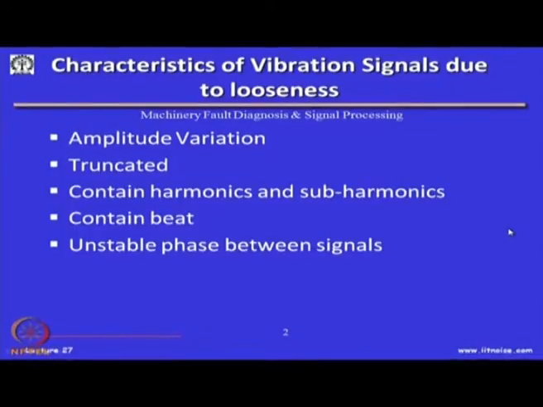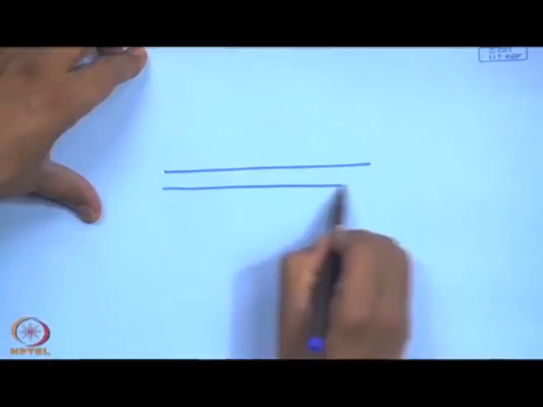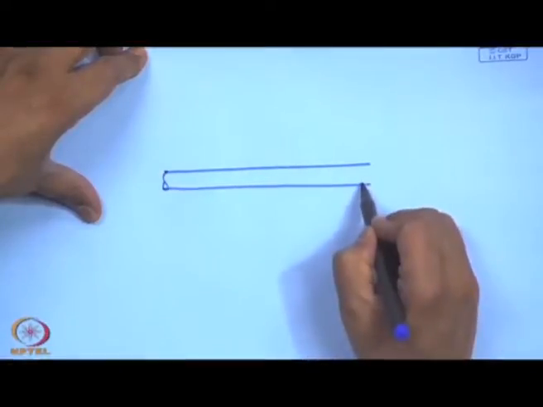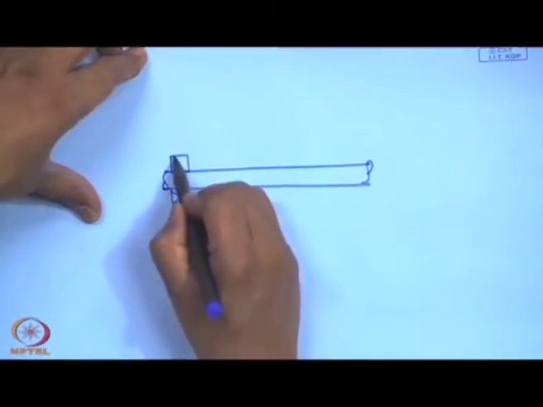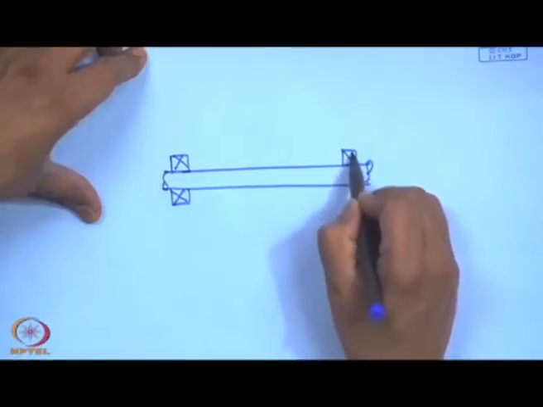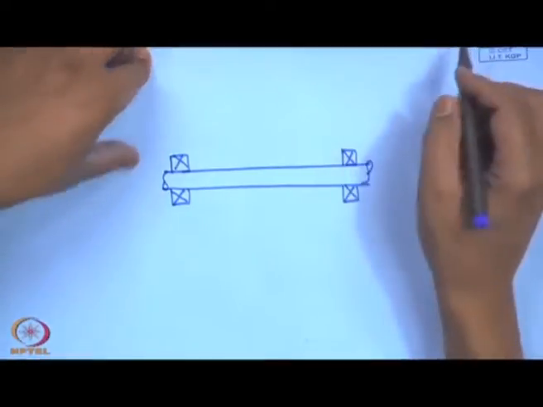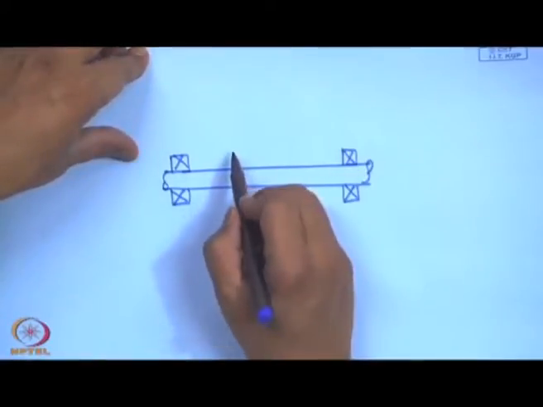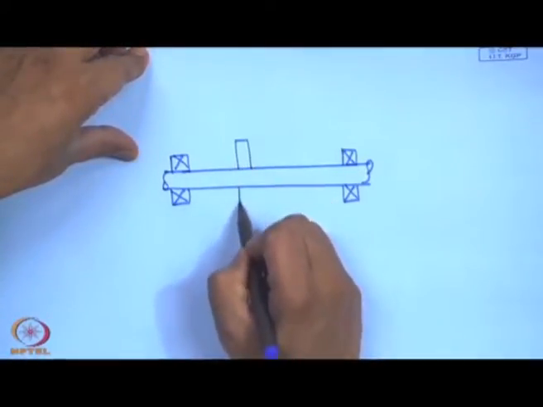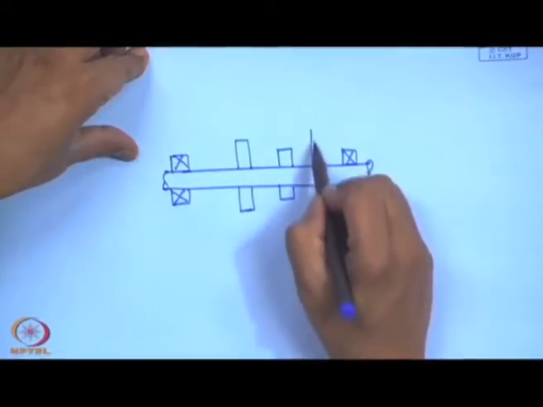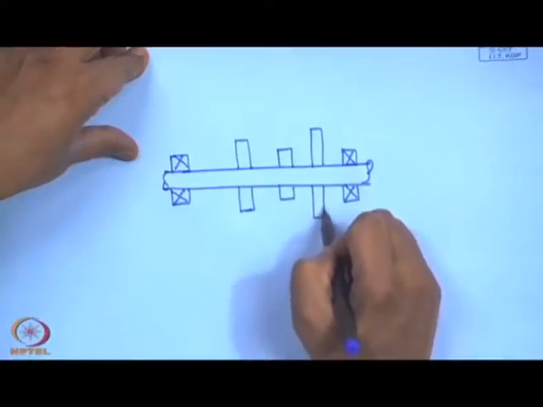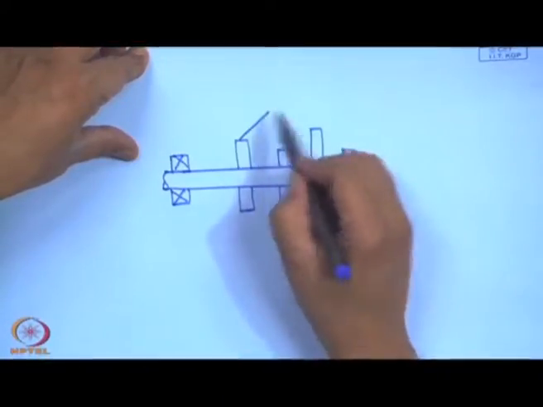Well, what is this looseness we are talking about? If you think of a machine, basically any machine has many such rotating shafts which are supported on bearings. These bearings could be anti-friction or general bearings, and these shafts may be carrying a gear, a pulley, or a set of impellers. All these components could be there, maybe one of them or all of them.